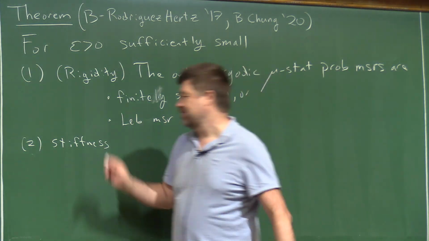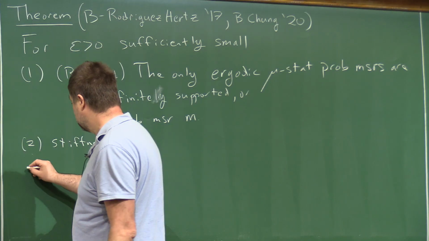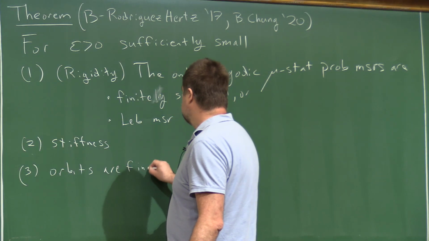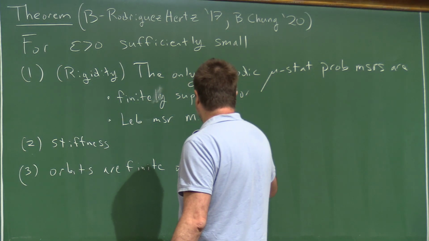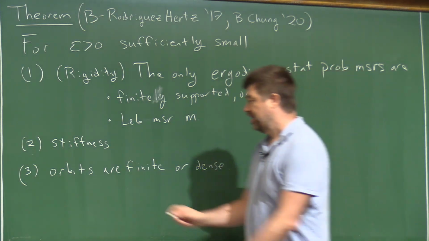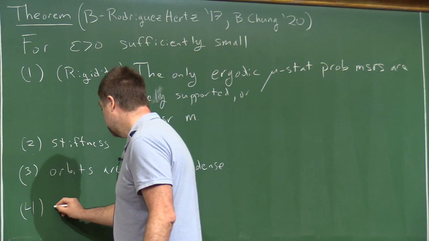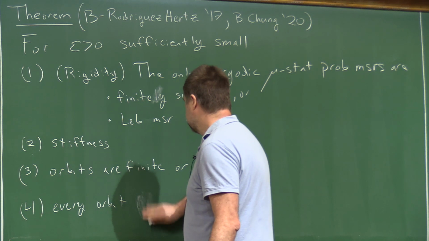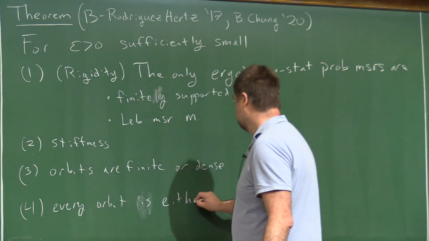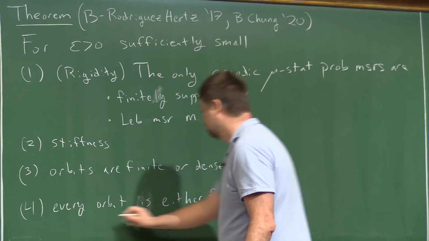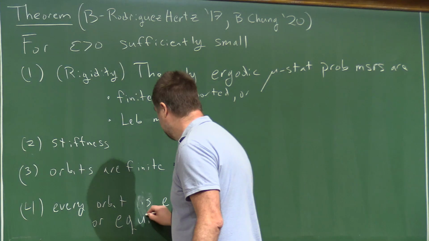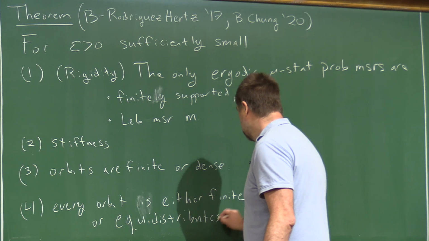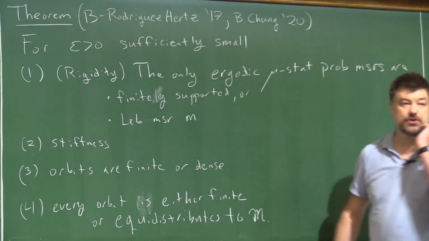I won't formulate it again because I formulated all these yesterday. 3, we get that orbits are either finite or dense. And you can also get the equidistribution. So every orbit is either finite or it equidistributes to this invariant Lebesgue measure.